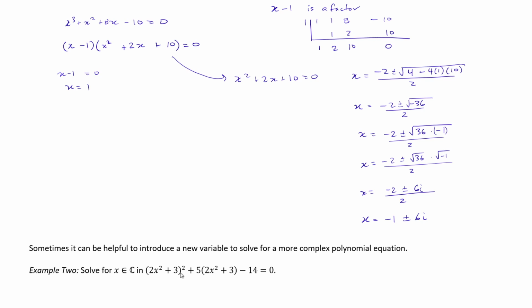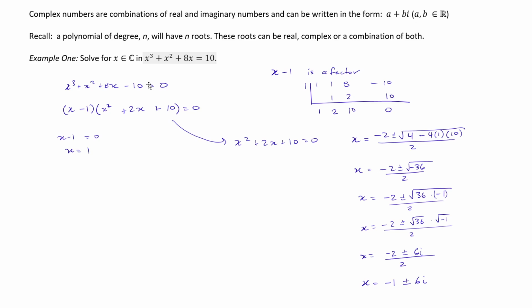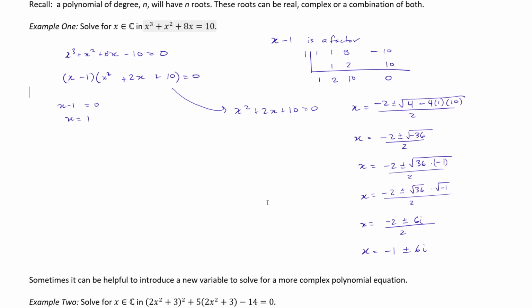Remember, this has a degree of 3, which means it has 3 distinct roots. So one of these roots is real, and 2 of those roots are complex. So therefore, I'm going to give my x values. x is equal to 1, that's my real one, and my complex ones are negative 1 plus 6i and negative 1 minus 6i. So 3 roots, all of which are acceptable in the x is equal to complex number set of solutions.